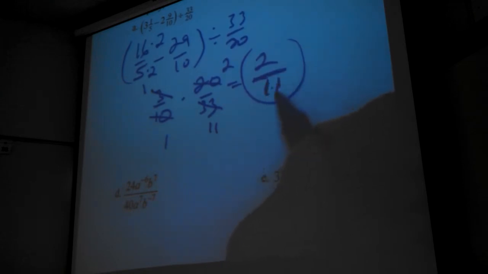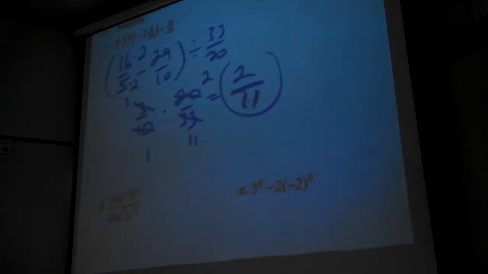So if you got 2 over 11, good start. If you didn't, can you see where you made a mistake? All right, I like it. Cool. So that's the first one. Second.